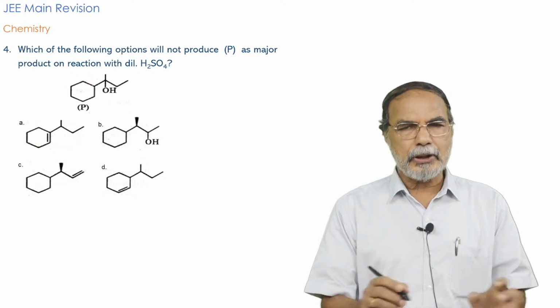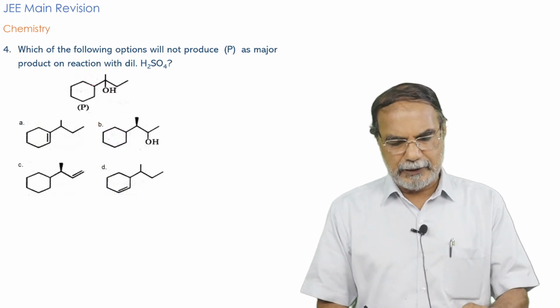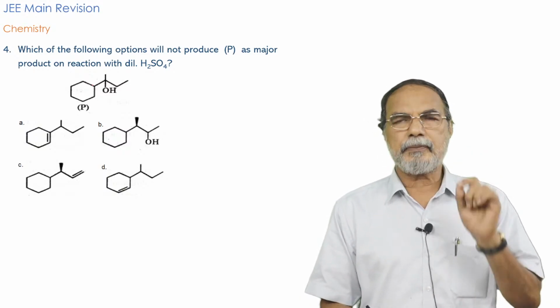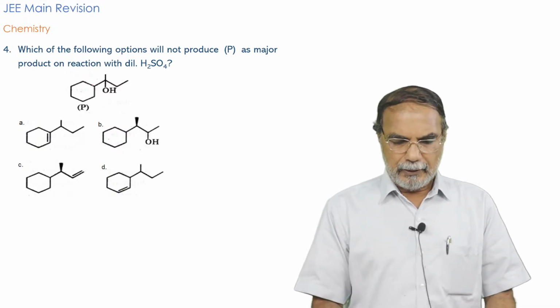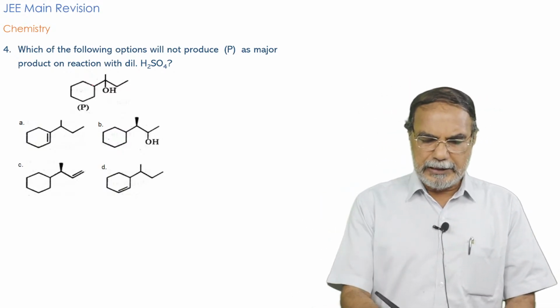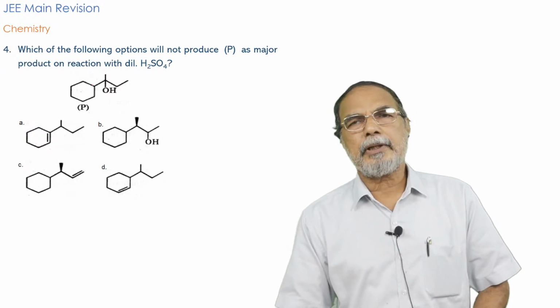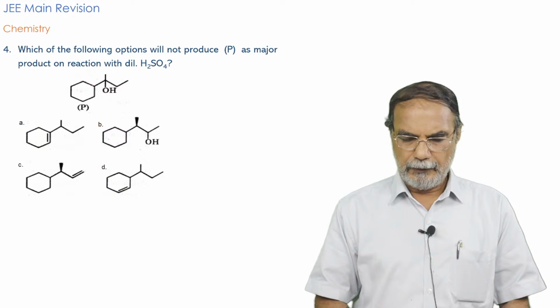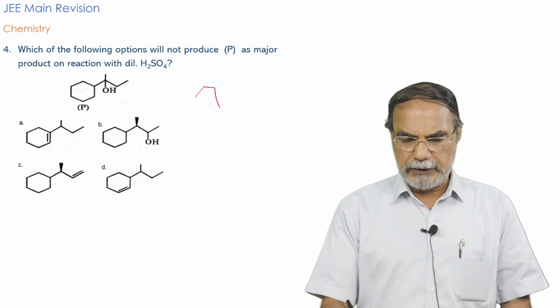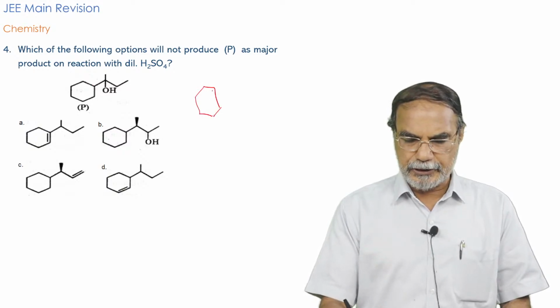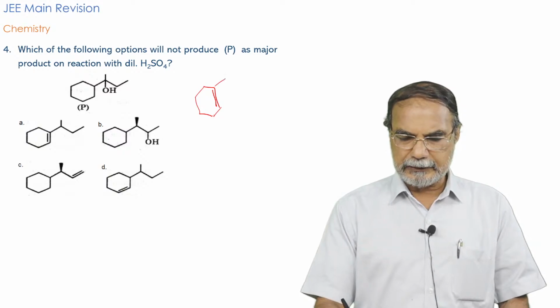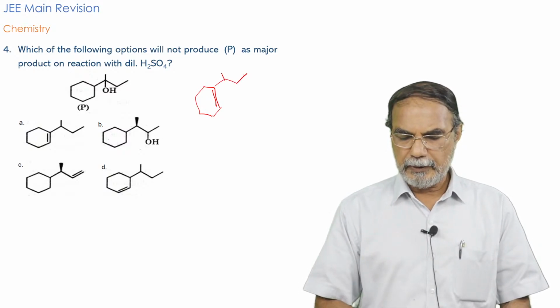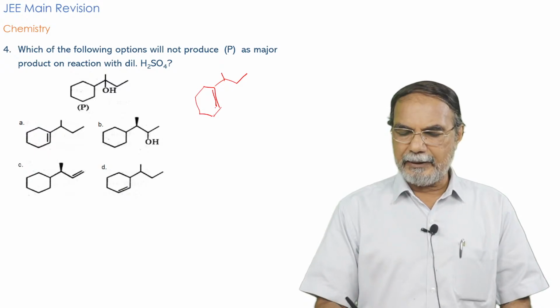So we have to patiently look at each example and see whether it will give P on reaction with the dilute sulfuric acid. Compound A is an alkene, and reaction with the dilute sulfuric acid means acid catalyzed hydration. So what will happen when this compound is subjected to acid catalyzed hydration? This is the compound. So a proton is added.